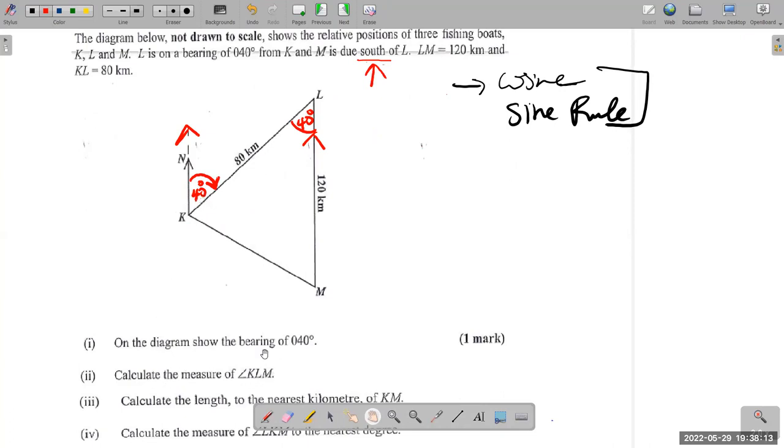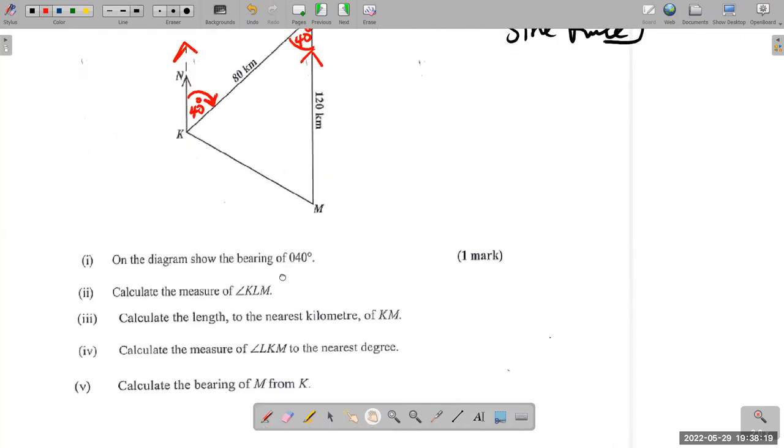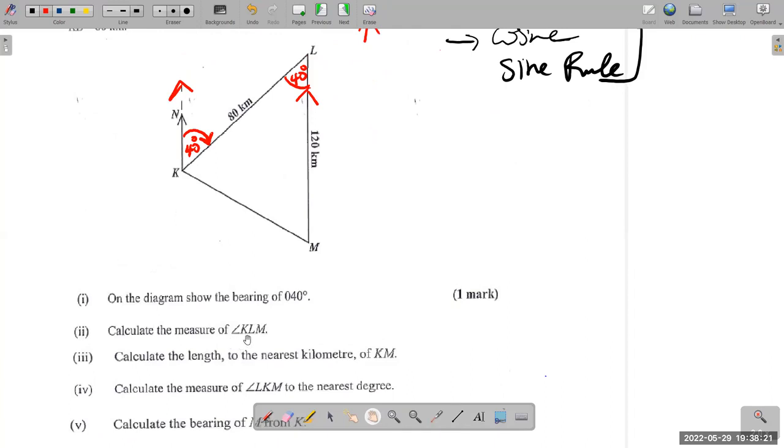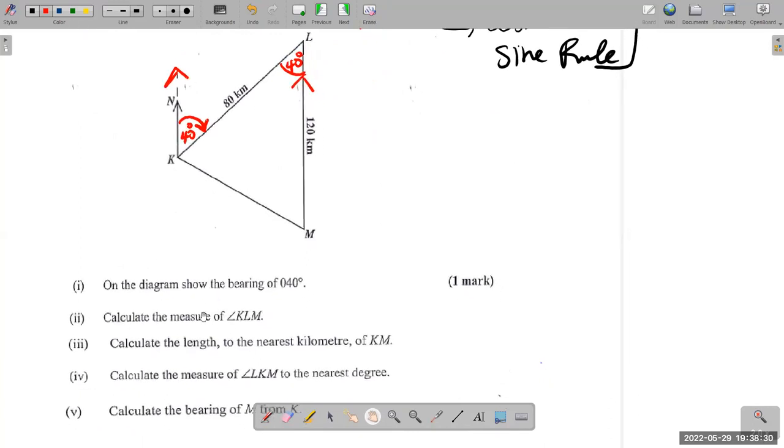Calculate the measure of KLM. KLM, look at that, boom. I see how we did that already so fast. And what would you write? KLM is equal to 40 because it is alternate to 40 degrees here. Now let's get to the real stuff.